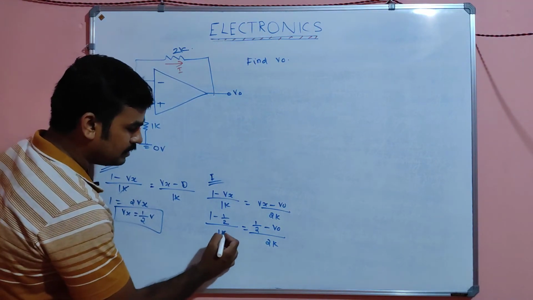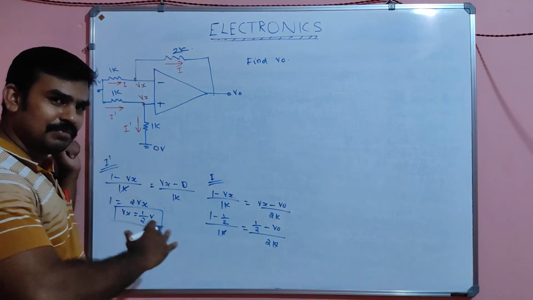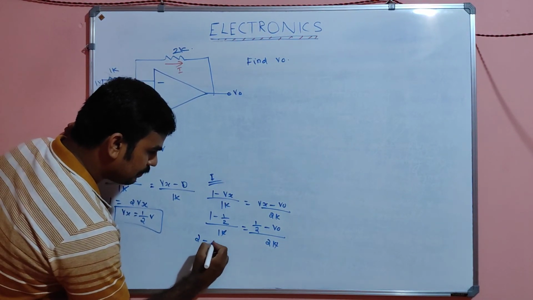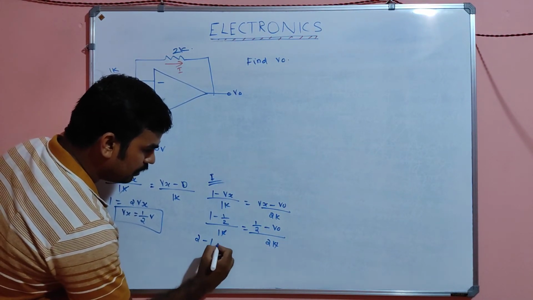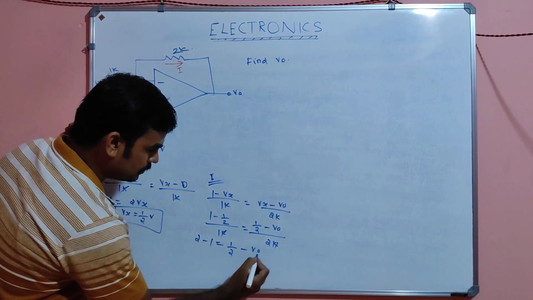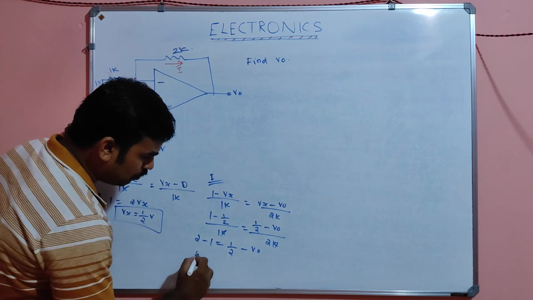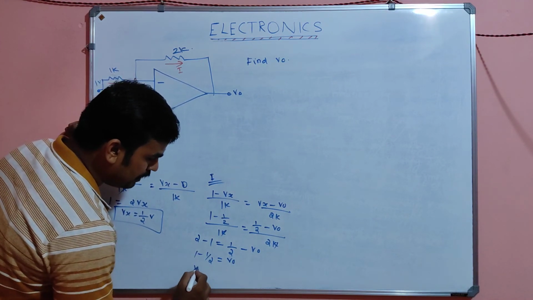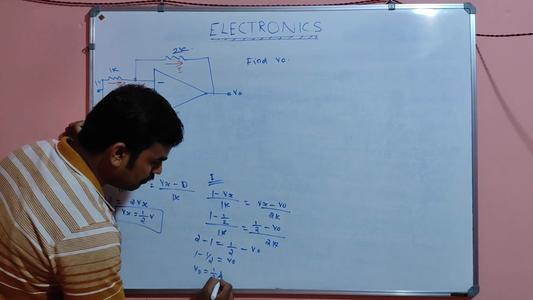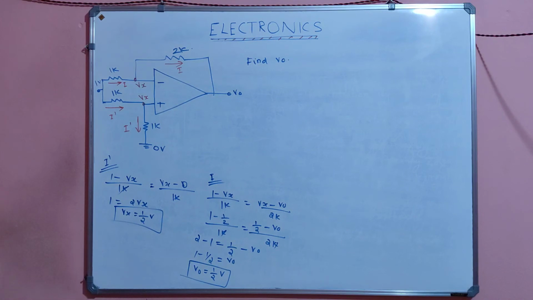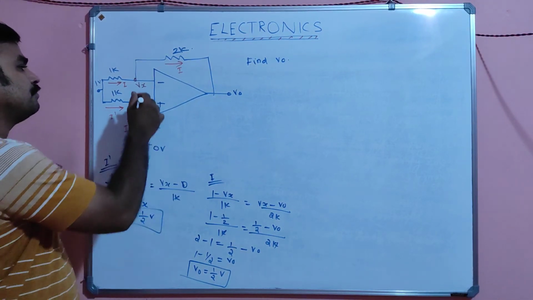Am I right, my dear? So the k and k get cancelled, both sides 1000. So 2 into 1 minus 1 by 2, it is 1, equal to 1 by 2 minus V0. Simply 1 minus 1 by 2 equals minus V0, so V0 equal to minus 1 by 2 volt. See how beautifully we obtained the answer, how beautifully we derived it by the concept of virtual ground.